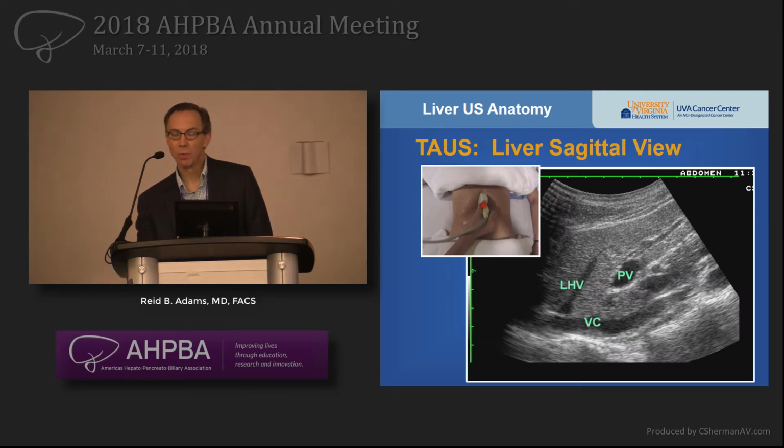Moving a little bit more towards the midline, you can see the vena cava here, a cross-section of the portal vein, so the transverse portion of the portal vein, or where it's coming up into the umbilical fissure, and then the left hepatic vein here in a sagittal view again.